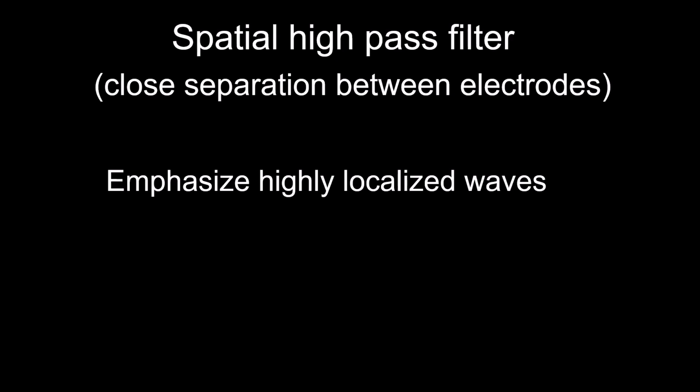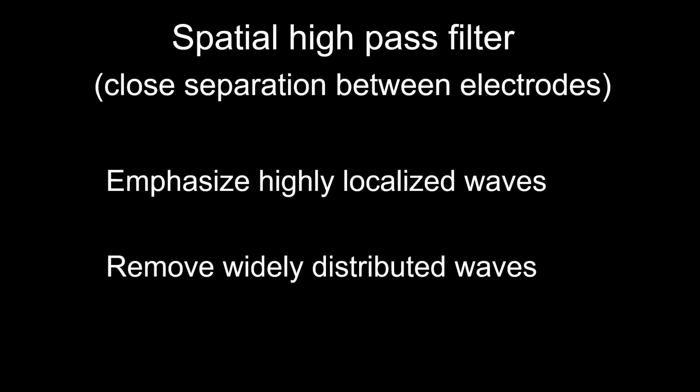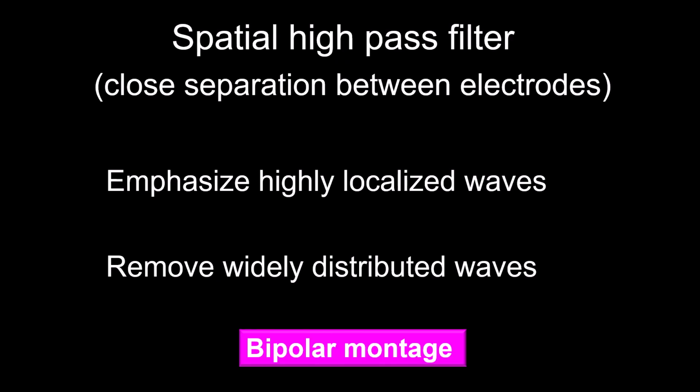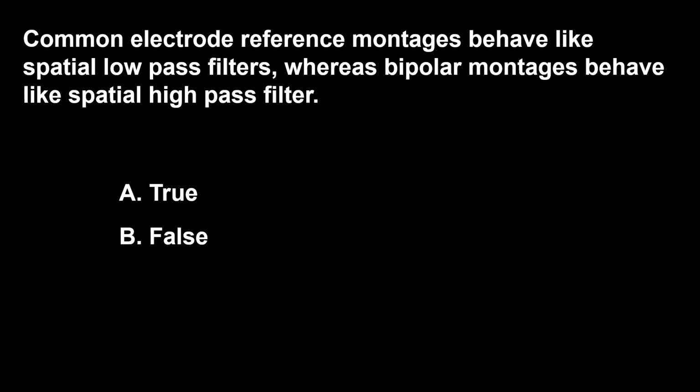Spatial high-frequency pass filters result from placing electrodes close to each other. In an adult, the electrodes can be placed as close as 2.8 centimeters from each other and still get quite relevant information. Electrodes close to each other emphasize highly localized waves and remove widely distributed waves. Bipolar montage with closely placed electrodes behave like spatial high-pass filters. So the answer to this question is true.